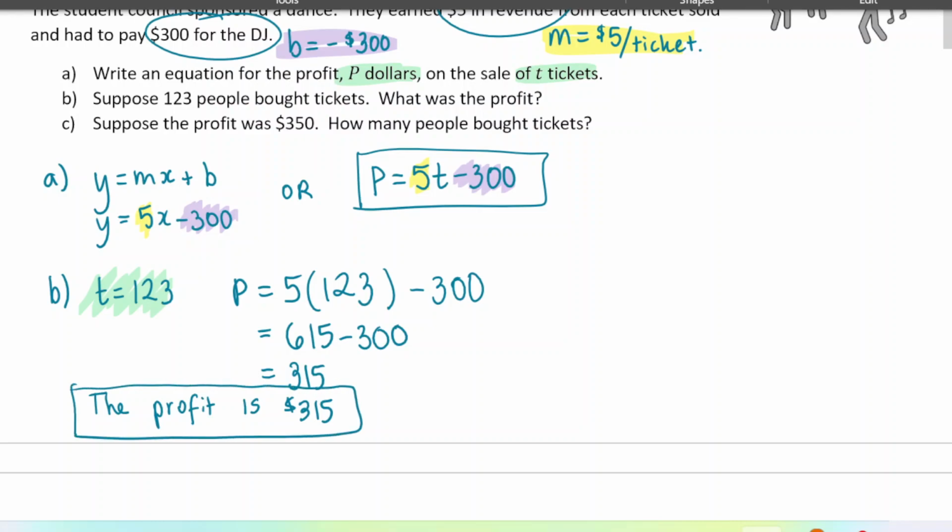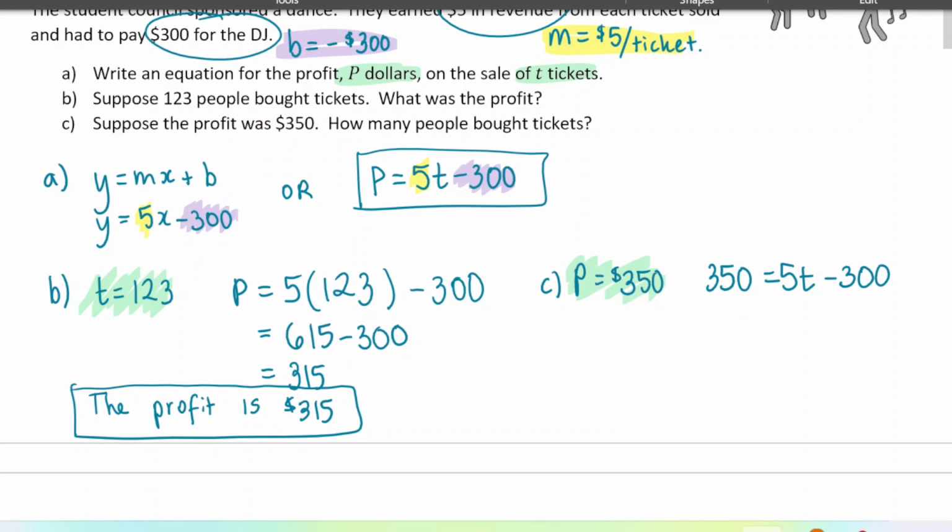Okay, let's do part C. It says suppose the profit now is $350. How many people bought tickets? So this time I'm going to replace the P in the equation with 350 and solve for T. I don't know how many tickets were sold, so I'm going to leave the T as a variable, and that's what I'm solving for.